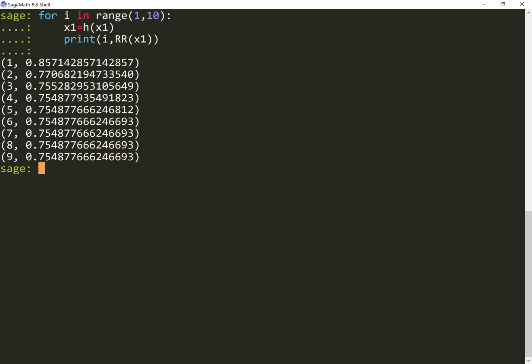You know, from 6 to 9, all the digits actually stabilize. So you check, actually we get a stable solution. This is our root.